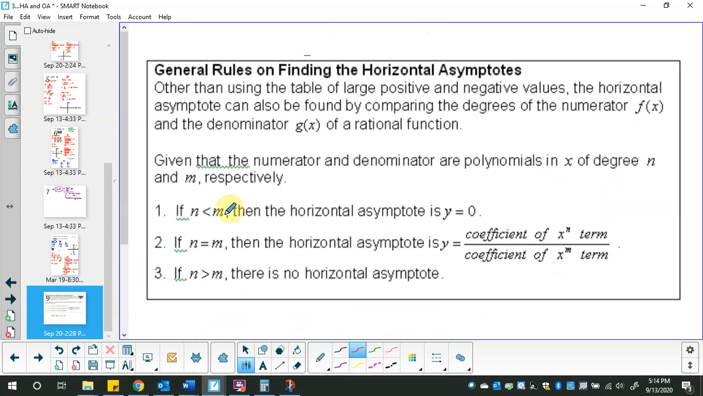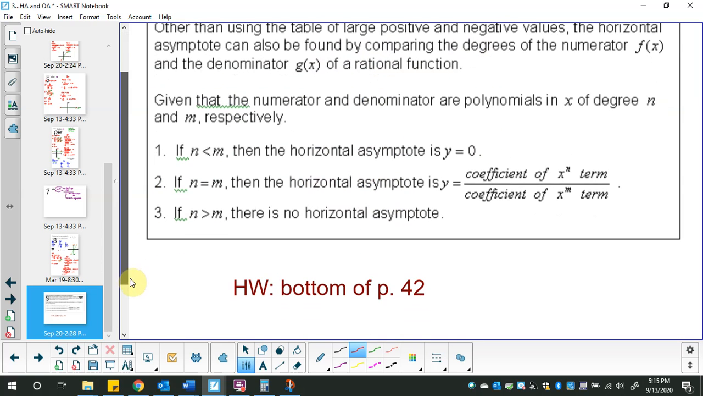All right, so this is not easy stuff. It's a lot of work. I'm hoping that some of you at least will be able to take this textbooky box and be able to make a pattern for oblique and horizontal asymptotes, even though it only says horizontal asymptotes. Homework for horizontal is on the bottom of page 42. The website will tell you what to include for oblique asymptotes as well.